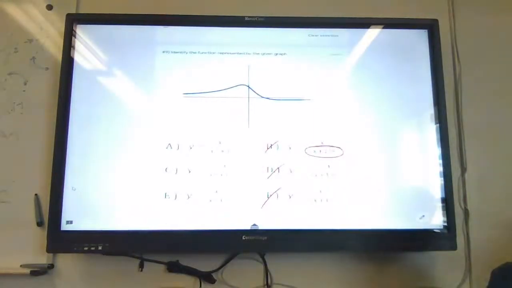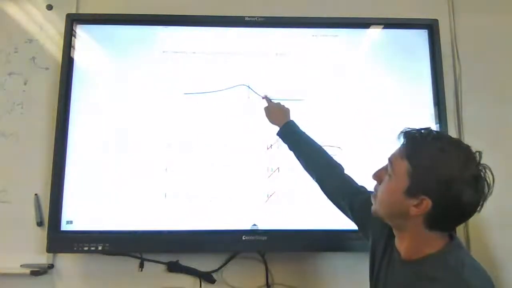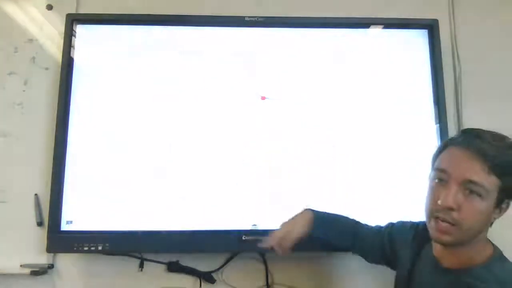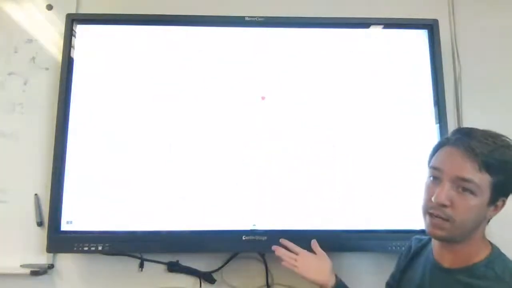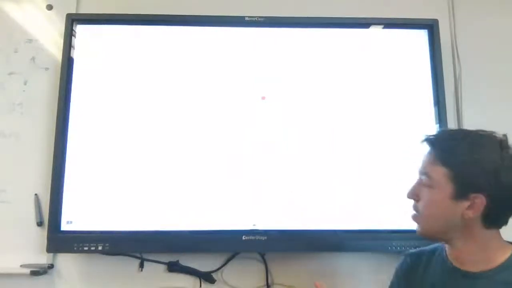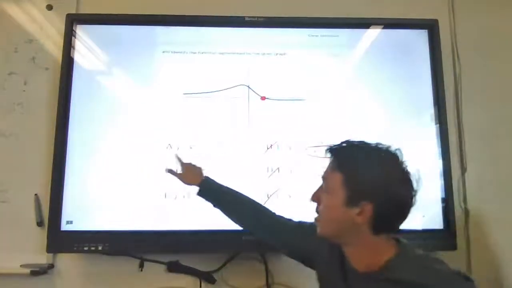And then I just need to look at the x-intercept, because the x-intercept seems to be positive 1. Only one of these answers would equal 0 if we were to plug in 1 into the function. Which one is it? C. Do you feel okay about that, guys? Yes. Why is it C? C.